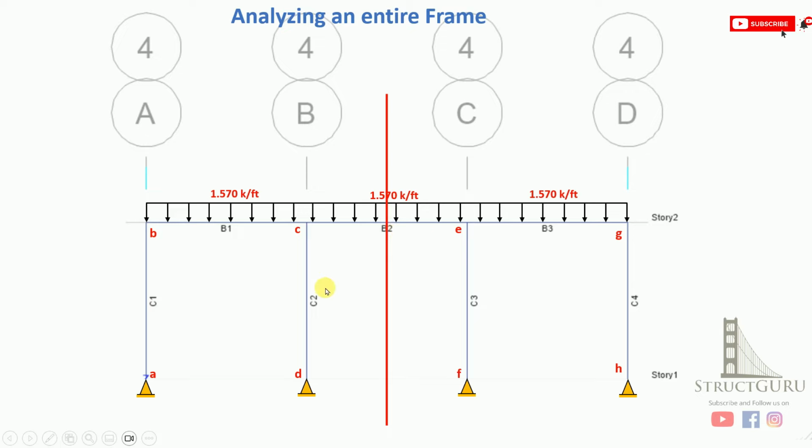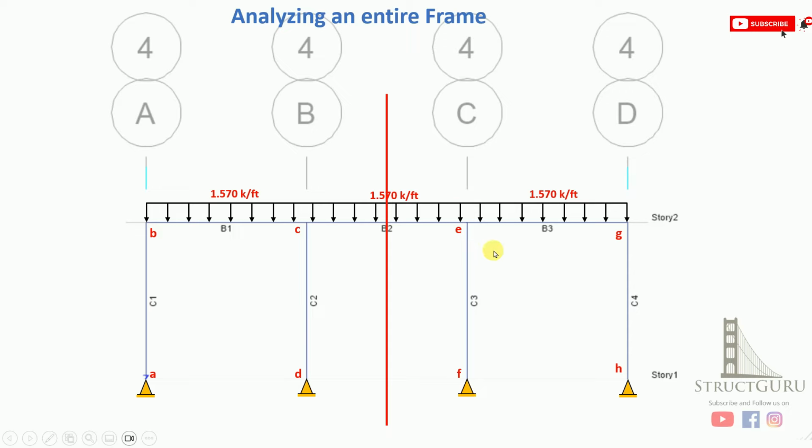So you just need to solve for 4 members, 1, 2, 3 and 4, and reverse the answers on the other side, and you'll get the answers for the right hand side portion. In this video, I will try to complete the analysis and design procedure for the continuous beam only. In my next video, I will be solving the entire frame using Excel sheets.